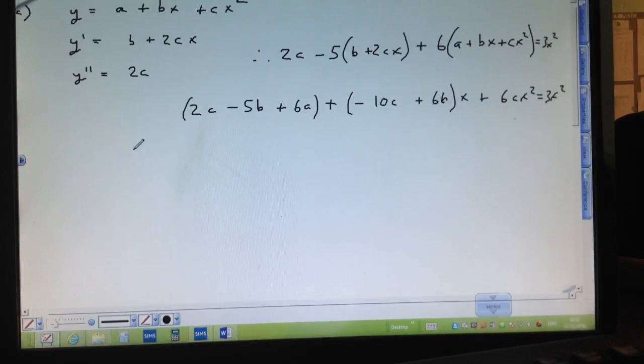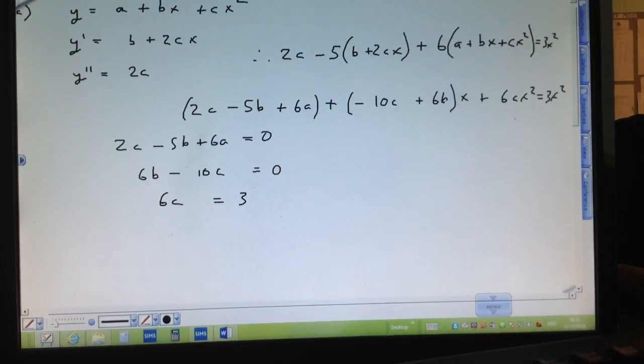So my simultaneous equations are 2c minus 5b plus 6a is equal to 0. My 6b minus 10c is equal to 0. And my 6c is equal to 3. So I'll work backwards through here because it's the obvious one to start with, just here. c is equal to a half.